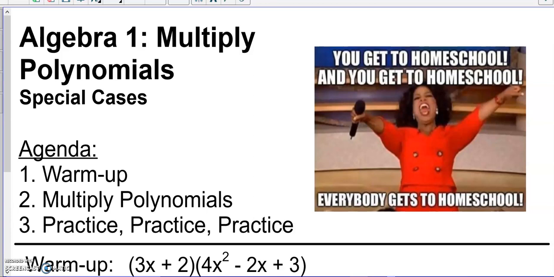Please take a minute to do this multiplication, either with distribution, rainbows, or a table, or however you choose to solve.